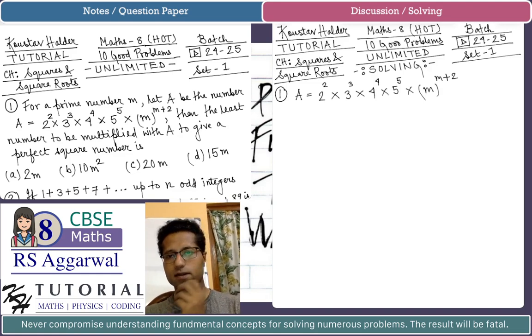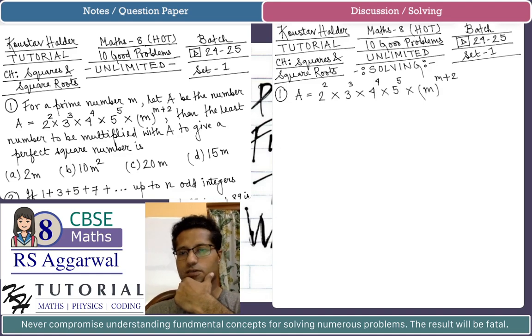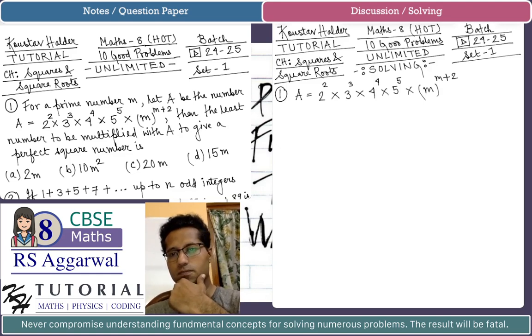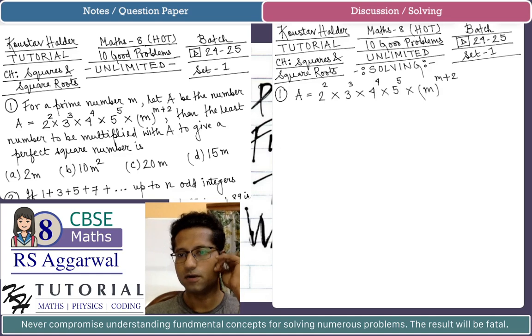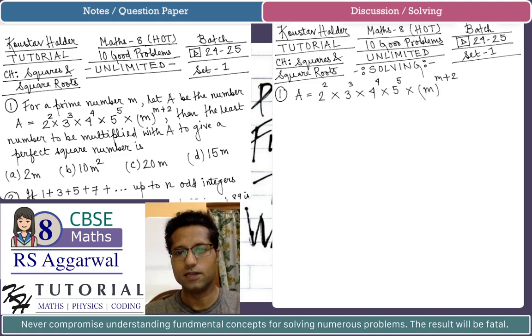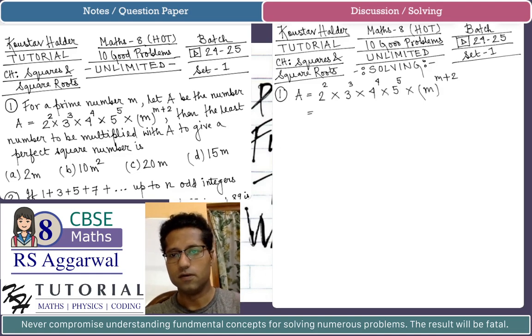the idea was that for a given number, we do the prime factorization and we try to pair all equal factors. We try to create pairs of equal factors, and whatever factors are left behind, which are not part of any pair, the product of those numbers is the required least number that needs to be multiplied to make it a perfect square. Okay, so let's try to rearrange these given factors. Now 2 square is fine.